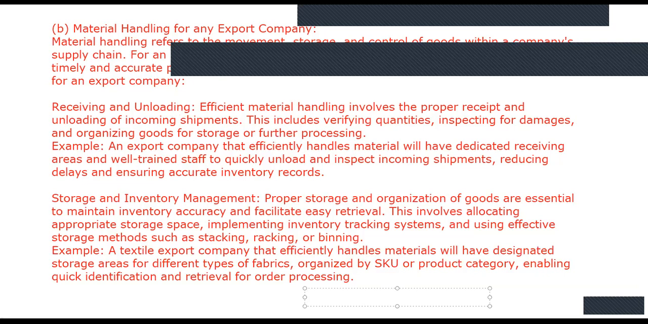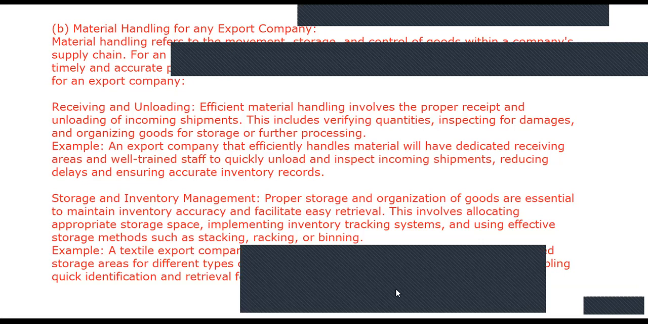So I hope this is making sense. Yes, it's making sense.